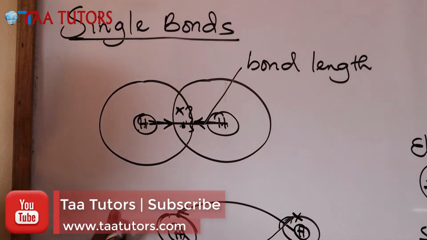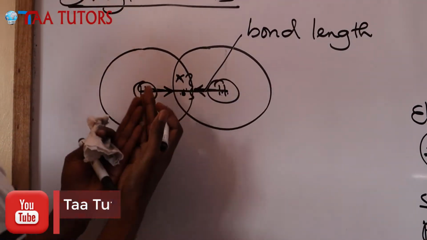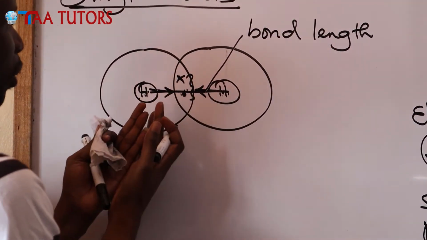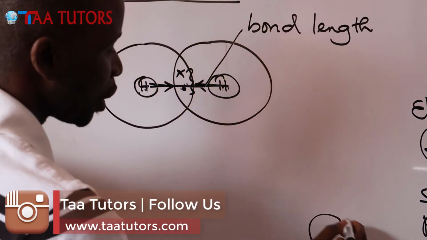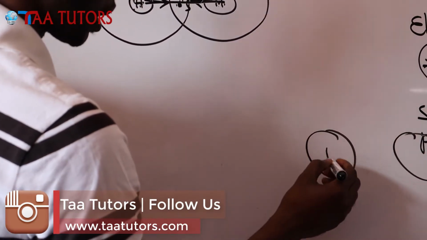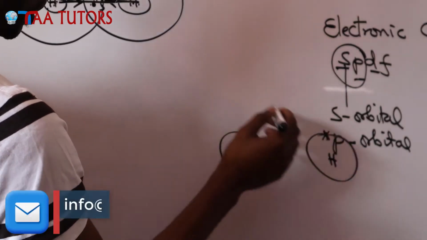Now, let's come to this particular point. We have said that when these atoms come together, they form what we call a bond. And when they form a bond, initially, before they were together, the electron densities were evenly distributed because these electrons were orbiting around.